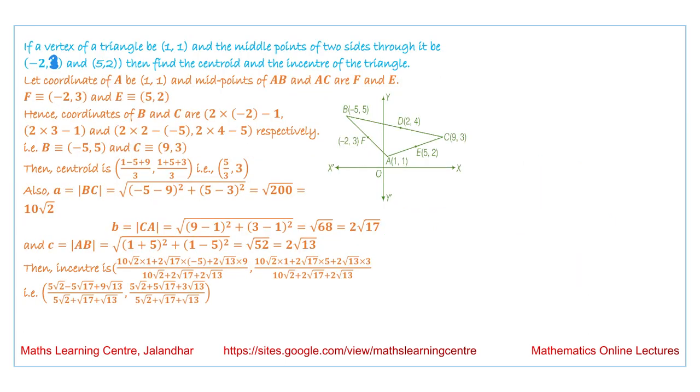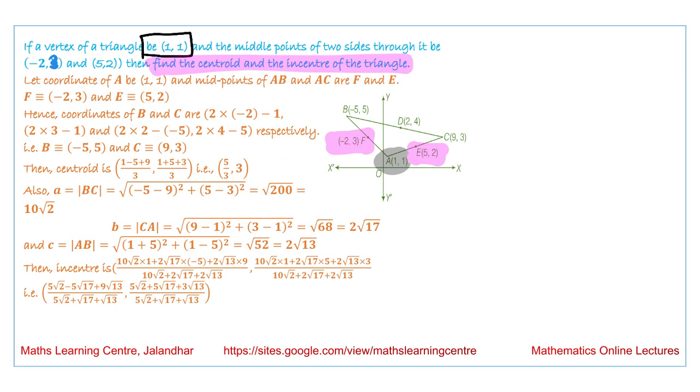Now in this next question, we are given one vertex of the triangle, which is (1, 1). This is the vertex A. And the coordinates of the midpoints of the two sides of the triangle through this vertex are given. The coordinates of this midpoint are (-2, 3), and the coordinates of this point E are (5, 2). Then we have to find the centroid and incenter of the triangle.